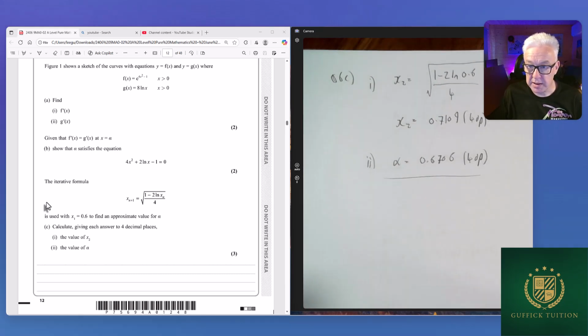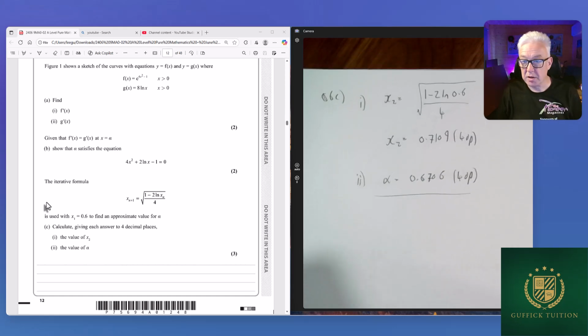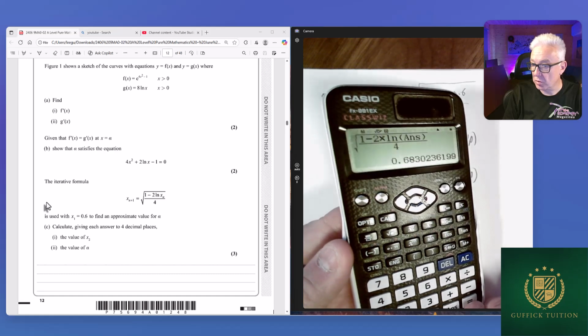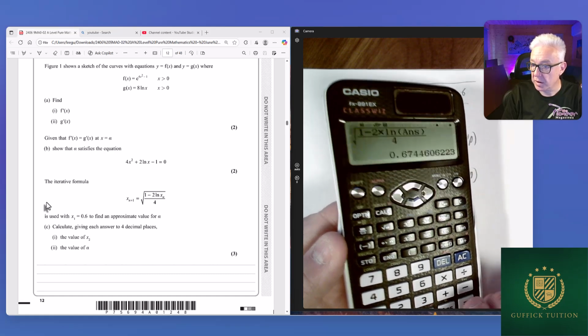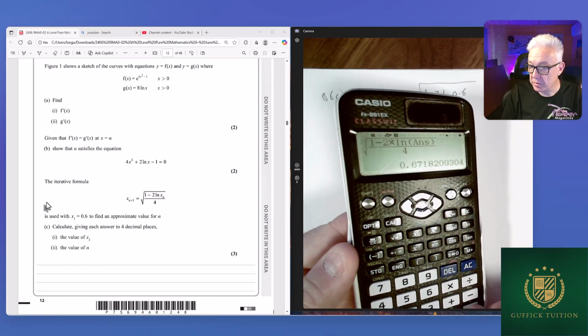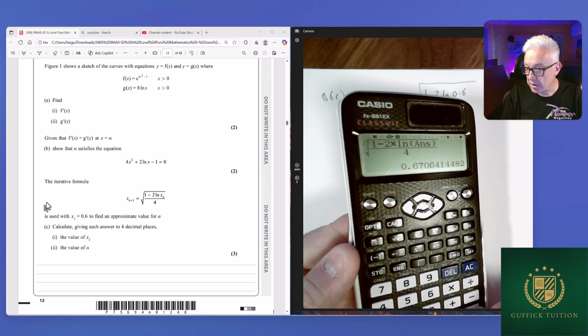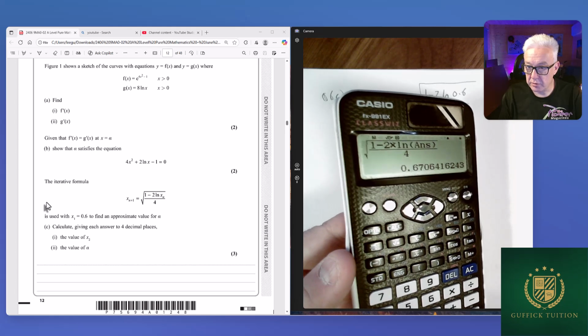Now for part 2, it says what is the value of alpha? So what that means is what is the value that this is going to tend towards as we keep on going round the loop. So I'm just repeatedly pressing equals until such a time as I can see that my answer is not changing anymore. It's still changing a little bit. Keep on pressing equals. It's taking a long time to settle down to its root here. My goodness, it's taking a very long time to settle down. Eventually it will stop changing though. Okay, and I think we've got it there. So it took a long time to settle down.